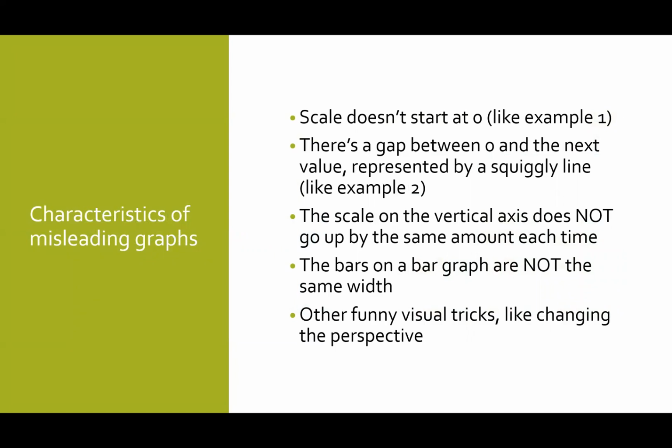Other characteristics would be the scale on the vertical axis does not go up by the same amount each time. So maybe the first jump is by 2, the next jump is by 5, the next jump is by 20. If that's not consistent, that's a misleading graph. Another characteristic could be the bars on a bar graph are not the same width. So some are skinnier than others. That can have a visual effect that changes how you interpret the graph. And there's all sorts of other funny visual tricks that you can do to a graph, like changing the perspective or adding photos on it. There's all sorts of ways, and some of them are explained in that TED Talk video, of ways to represent information in a purposely misleading way.